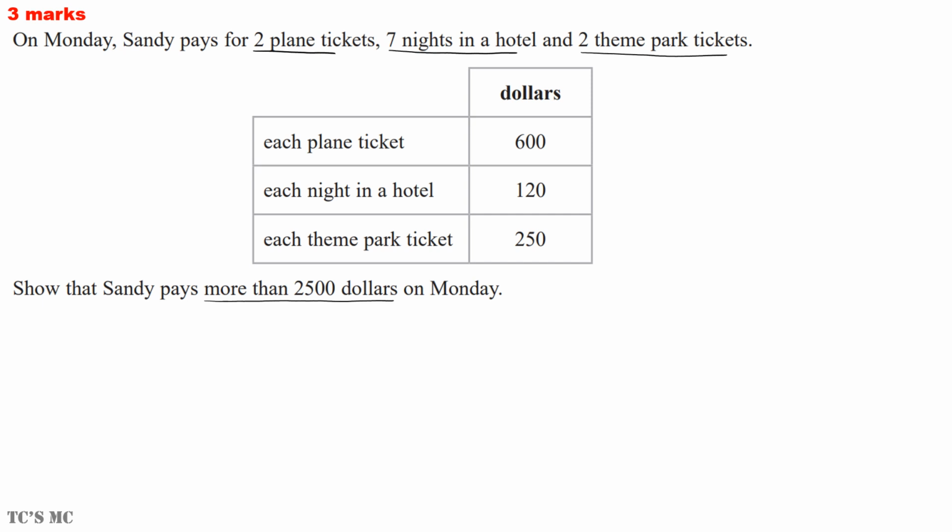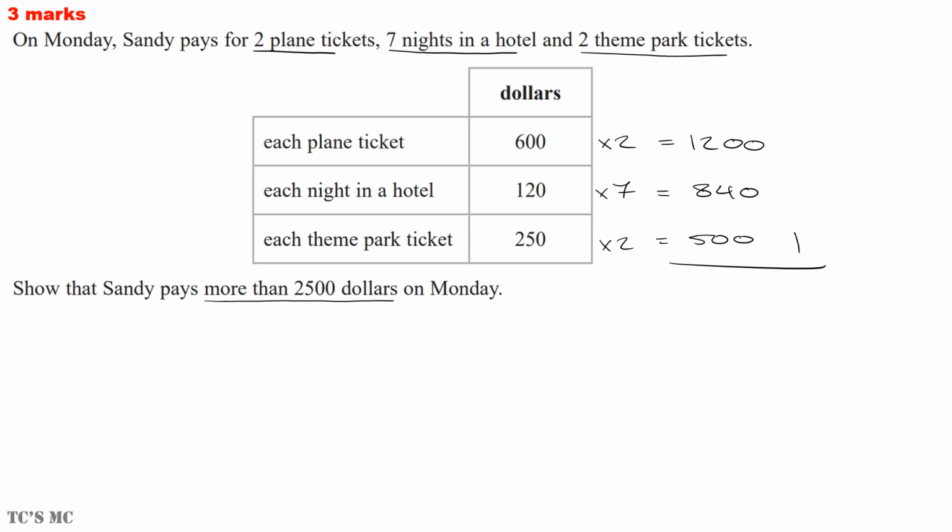Sandy buys 2 plane tickets, so we need to do 600 multiplied by 2. We get 1,200. There are 7 nights in the hotel, so 120 multiplied by 7. We get 840. There are 2 theme park tickets, so 250 multiplied by 2, and that is 500. Now we have 1 mark.